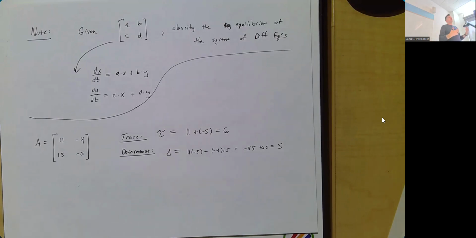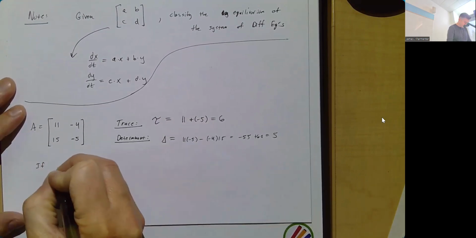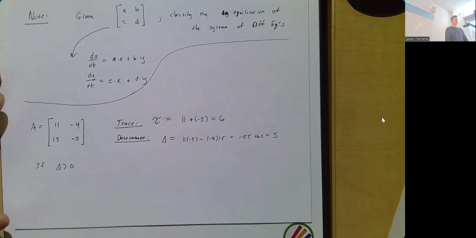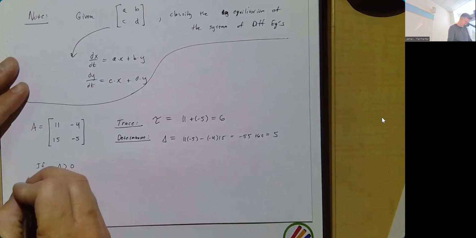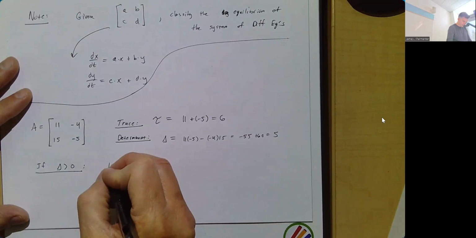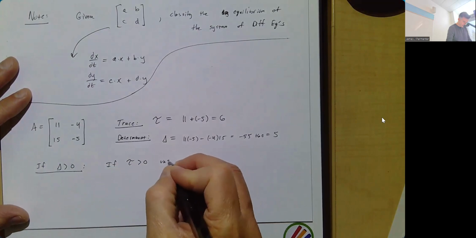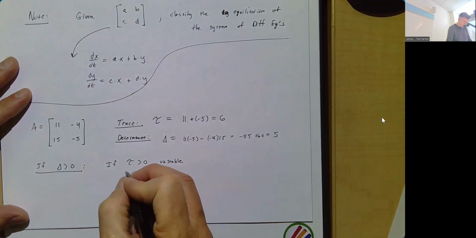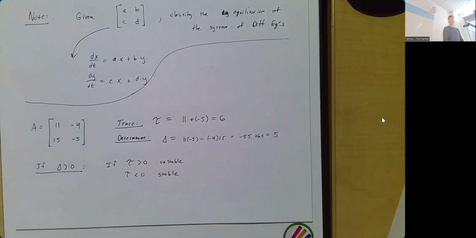Well, here's the criteria. If the determinant is greater than 0, then you need to look at the trace and how the trace and the determinant compare. So first, you look at the trace. If the trace is positive, you have instability. If the trace is negative, you have stability. Always. And if the trace is 0, you have the center thing, which is weird.